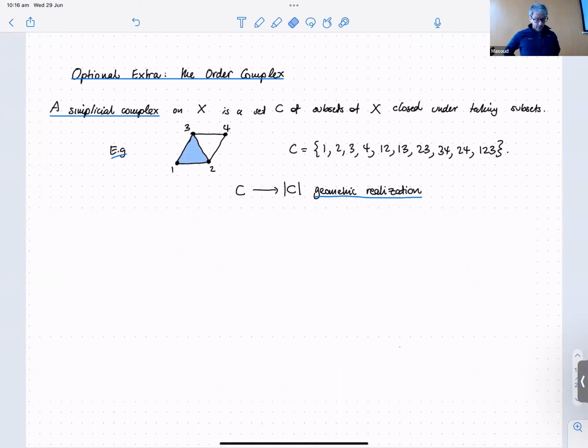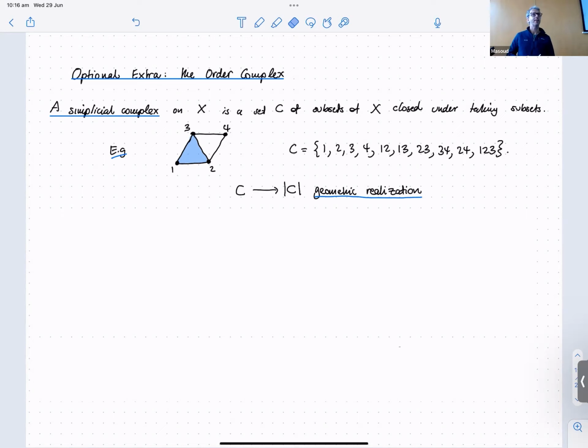So I hope you've all met what a simplicial complex is. A simplicial complex is formally just a set of subsets of a set such that it's closed under taking subsets. But informally, it's a way of gluing simplices together to make a space. On the left, I have 4 vertices, 5 edges and one 3-simplex. The corresponding simplicial complex just gives the subsets which span simplices on the right-hand side. That's what a simplicial complex is.